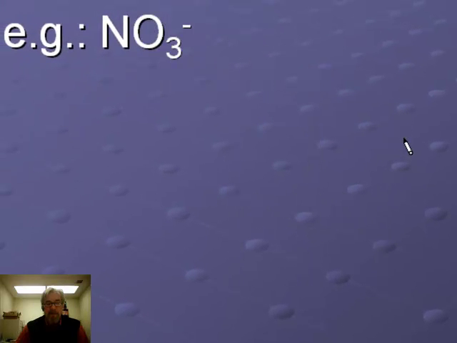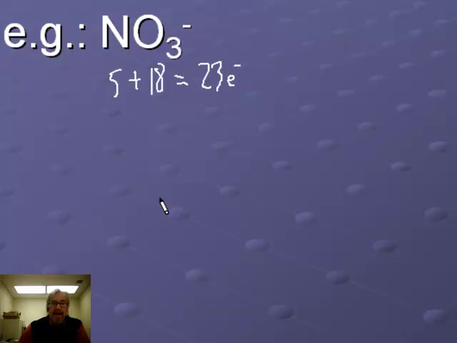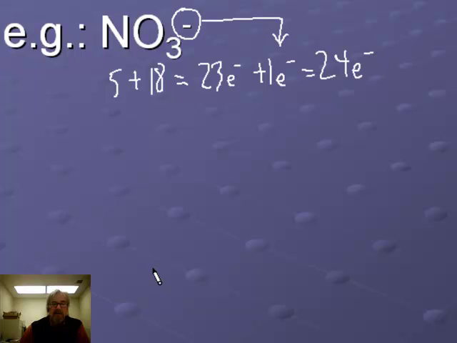Here's another example. This is nitrate. Nitrogen's column 5, so there's 5 electrons. 3 column 6s will give me 18 electrons. So with the nitrogen and oxygen, I have 23 electrons. But this is a 1 minus charge species, so that means there's an extra electron in there. So I'll add 1 electron to the count to give me a total of 24 electrons.